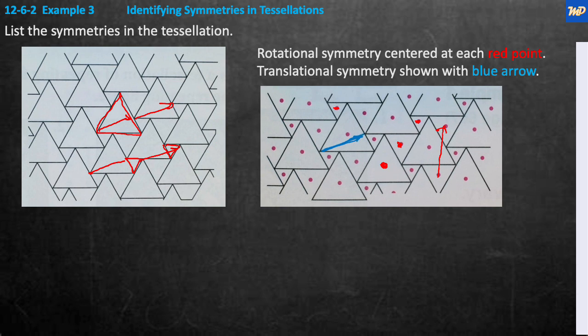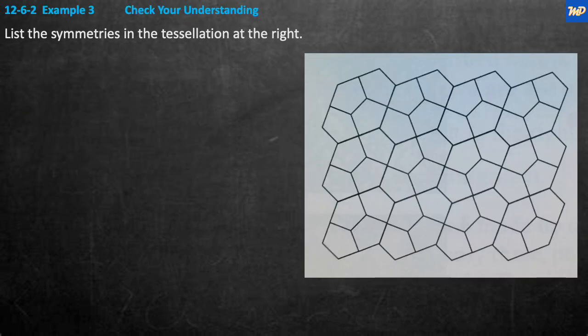But they always have to be in the same orientation and one of the three 120 degree angles on the rotation. Okay, example 3, check your understanding. List the symmetries in the tessellation at the right. So go ahead and stop it and look at it for a while and see which ones you can come up with. When you come back, we'll do it together.